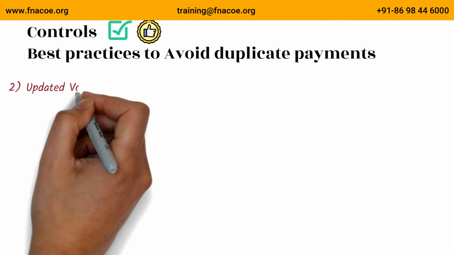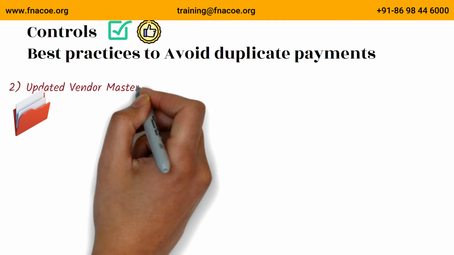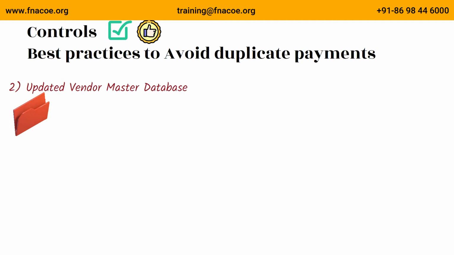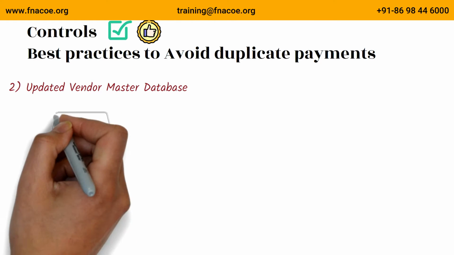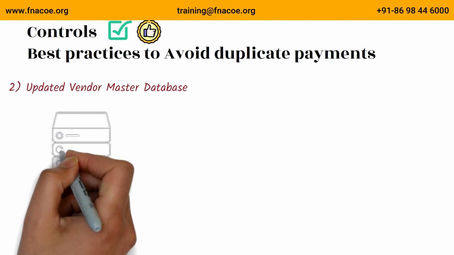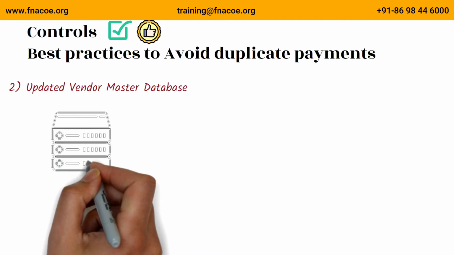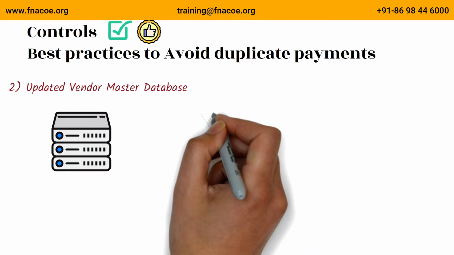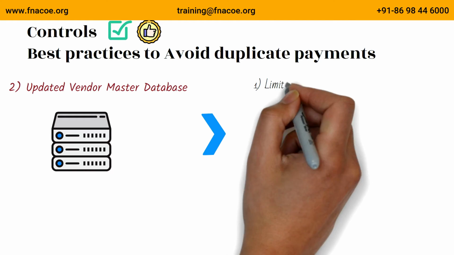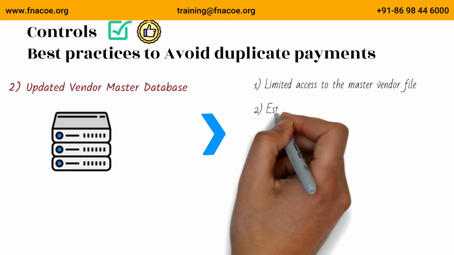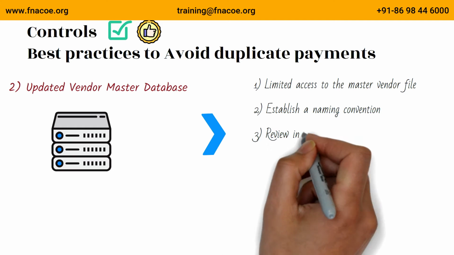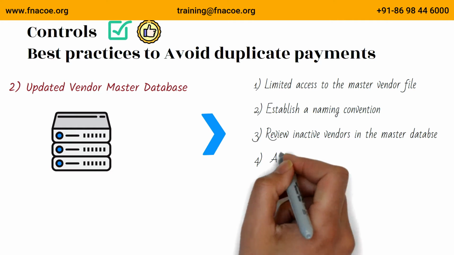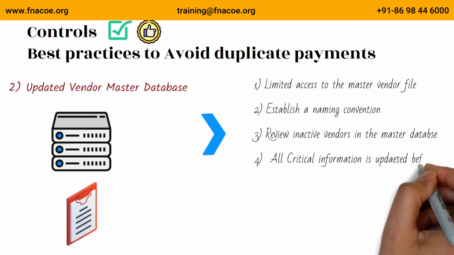The next best control is the master vendor file. The master vendor file is the repository of all significant information about the company's suppliers. It is the reference point for accounts payable when it comes to paying invoices. And if it is handled incorrectly, it can and does lead to massive problems. Some best practices and controls are having limited access to the master vendor file. So only a few people should have access to the master database. There has to be a maker-checker control.